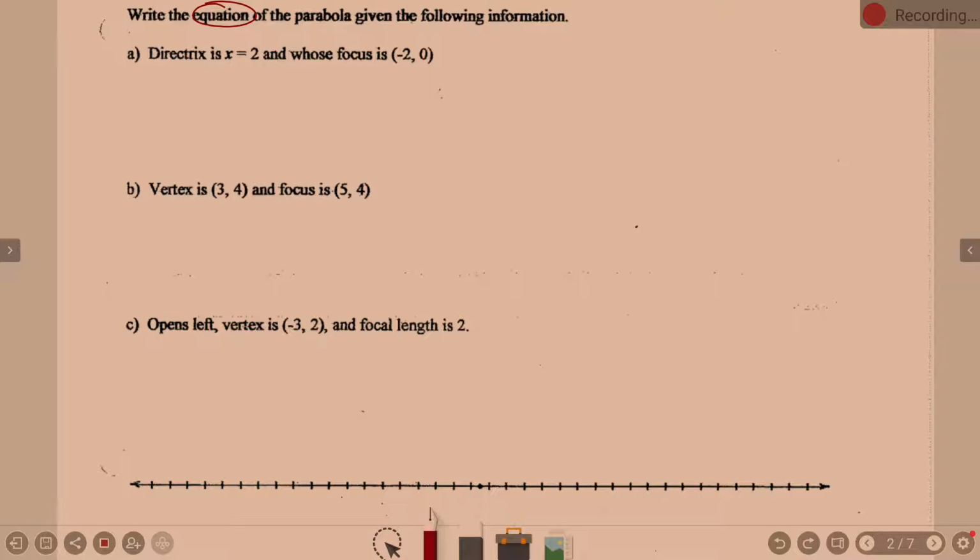Directrix is x equals 2, and the focus is negative 2, 0. Thoughts on if this is a parabola from the left column that opens up or down, or if this is a parabola from the right column that opens left or right. There's a way to tell. Yeah. Is it left or right? And why would you say that?